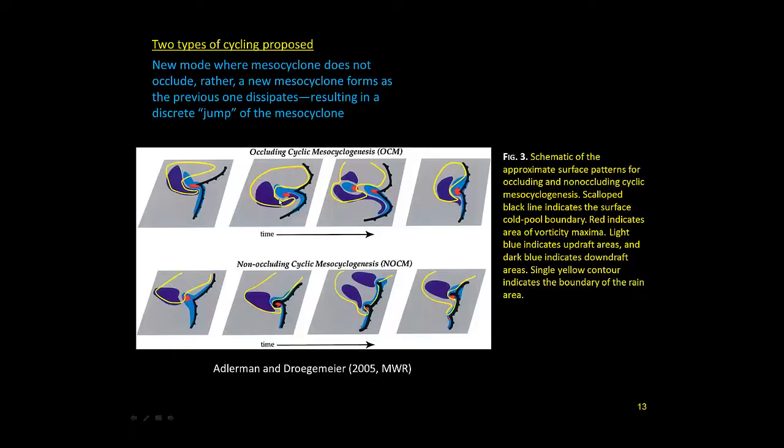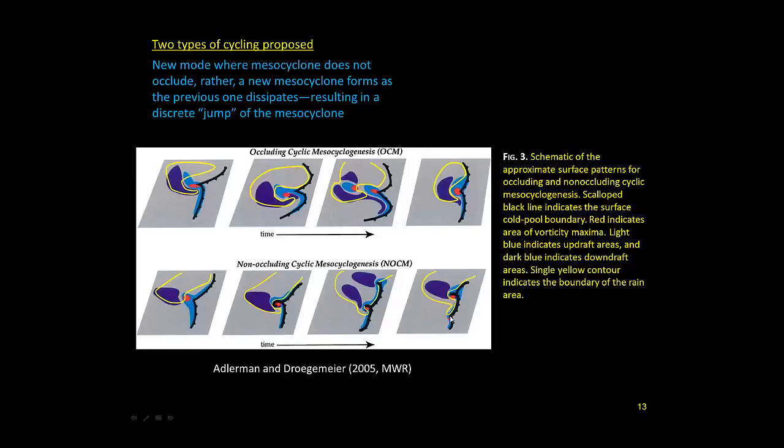On the top panels is the typical one, the one we've been talking about, where the low-level meso occludes and moves rearward, and then a new one forms fairly rapidly at the occlusion point. But they suggested another kind called non-occluding cyclic mesocyclogenesis, where you have your low-level meso as before, but instead of falling rearward, left of the occlusion point, it actually stays with the gust front, and with time weakens and falls rearward, while discretely a new low-level mesocyclone forms farther ahead.